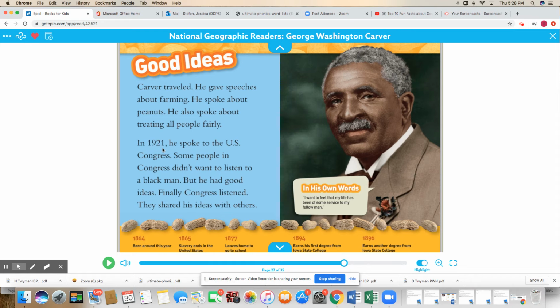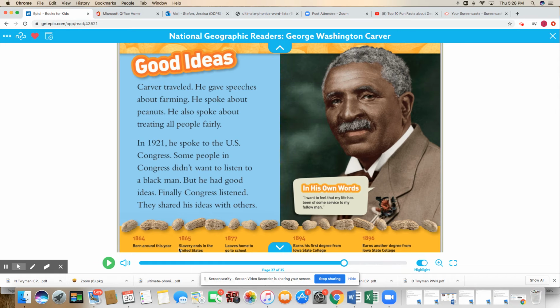In 1921, he spoke to the U.S. Congress. Some people in Congress didn't want to listen to a black man, but he had good ideas. Finally, Congress listened. They shared his ideas with others. And in his own words, "I want to feel that my life has been of some service to my fellow man." So his whole life was driven by this idea about solving the problems and needs of others around him.